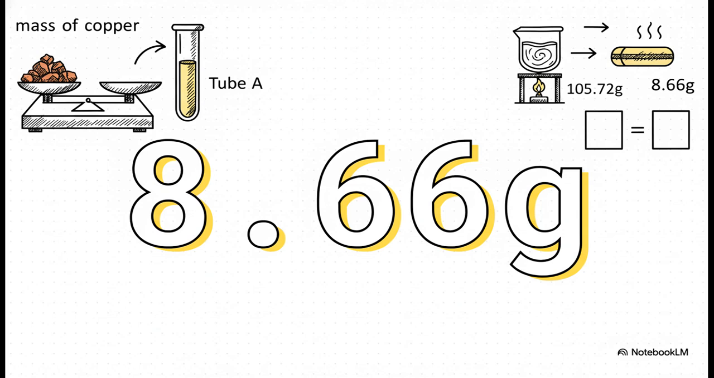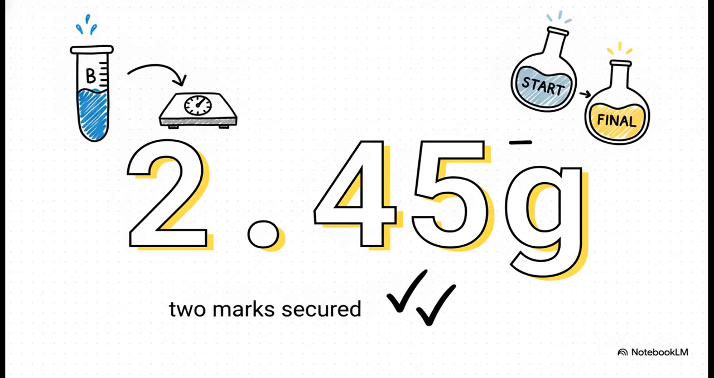The question paper gives the mass of empty tube A as 105.72 grams. So after the experiment, the tube plus the copper weighs 114.38 grams. To find the mass of the copper, we just subtract the mass of the tube itself. And what we're left with is 8.66 grams. Boom, first answer done. Okay, what about the water?